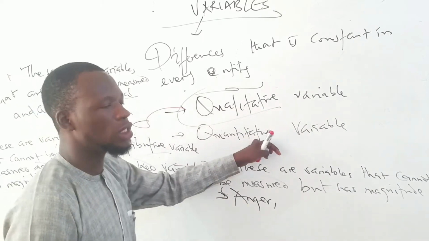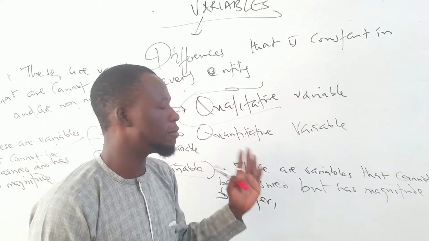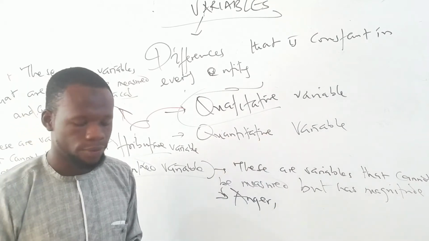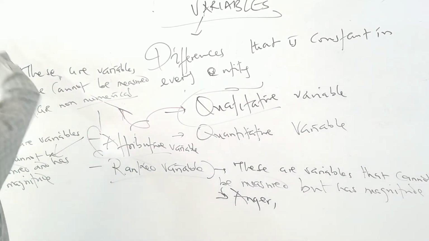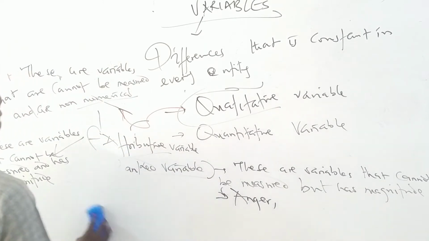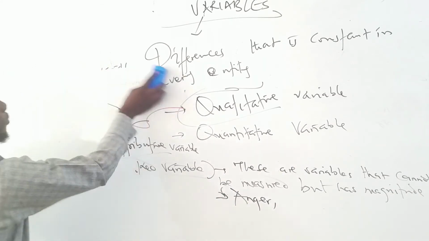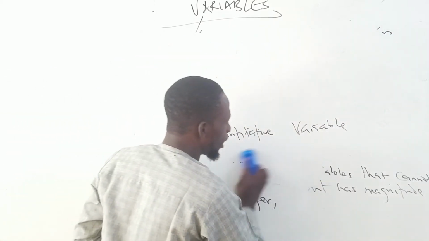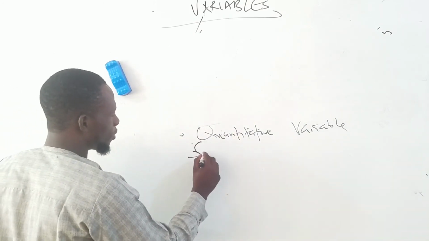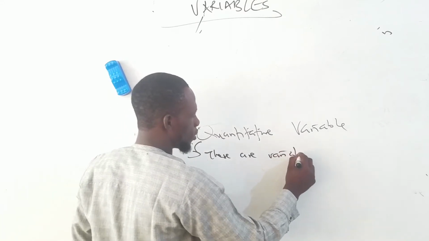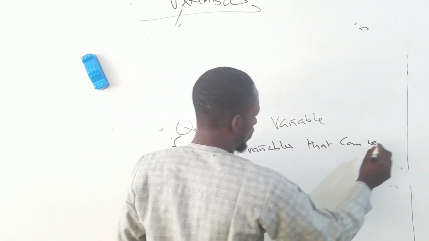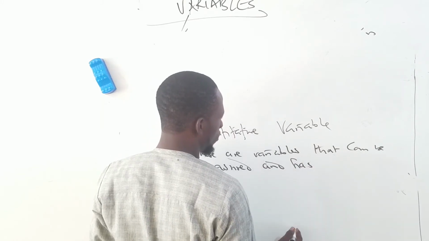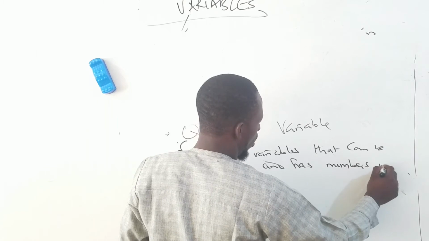So we'll also be talking about quantitative. From the name, you should understand that when we say quantitative variable, it simply means variables that can be measured and are also numerical. So we are talking about quantitative variable now, and we said that quantitative variables are variables that can be measured and have numbers, or are numerical.